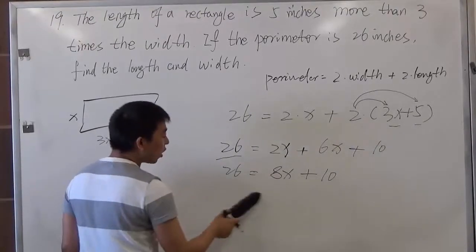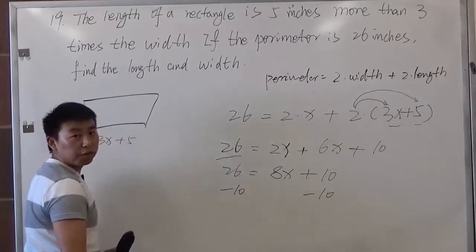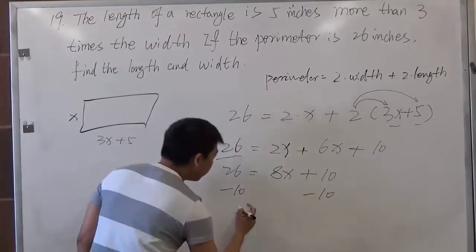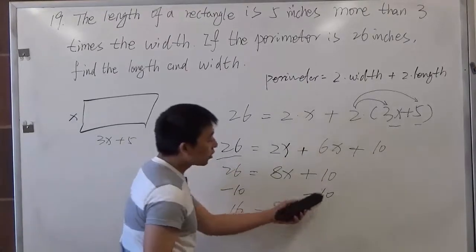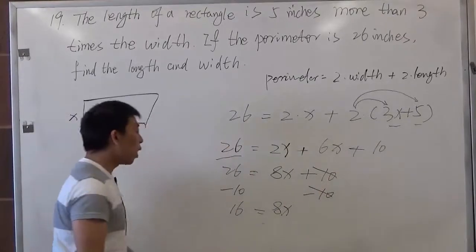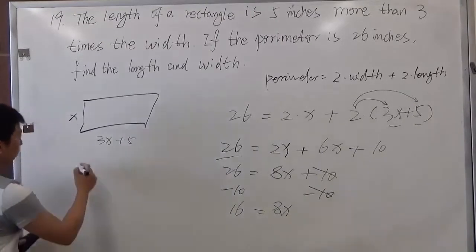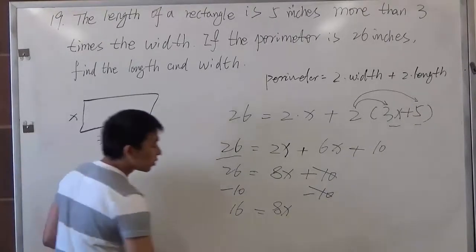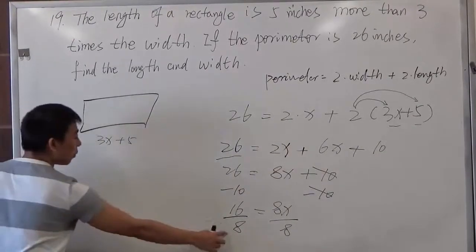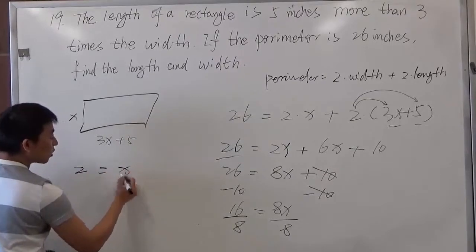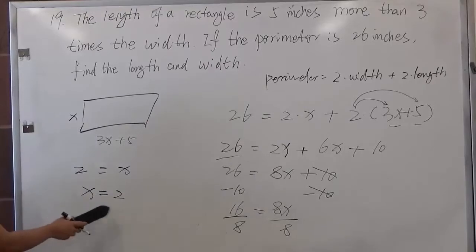Then we can move the 10 to the other side. We subtract 10 from both sides. Then simplify it. So 26 minus 10 gives us 16 equals 8x. 10 and 10 cancel out. So we have 16 equals 8x. Then we divide by the coefficient in front of x, which is 8, on both sides. That becomes 16 divided by 8, which gives us 2 equals x. We just need to rewrite, switch it back. x equals 2.